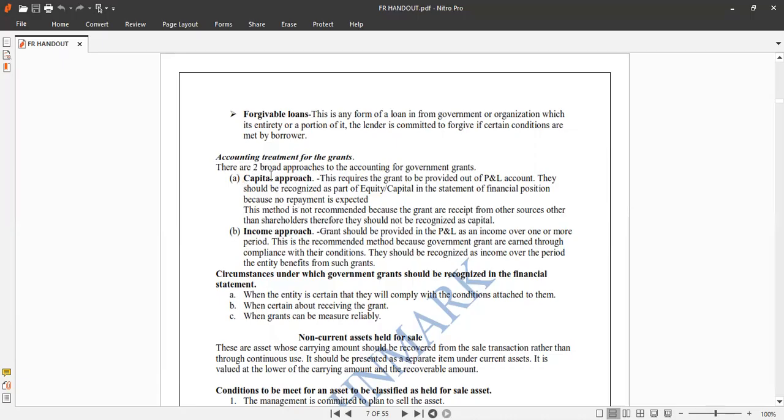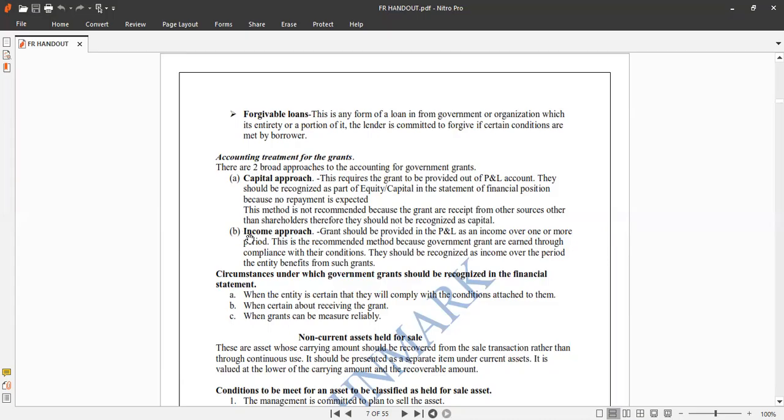For example, 300 million, you cannot take it just to the income statement because in this case, the government is giving that amount for you to invest. For example, maybe to expand your operation, maybe to acquire more machines, to pay creditors, also to do some investments. So in that case, it should be part of the capital approach.